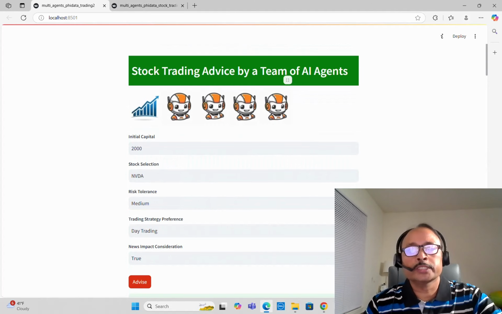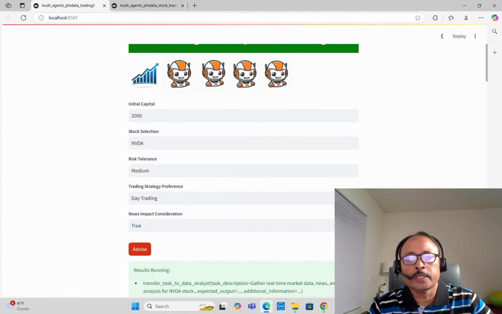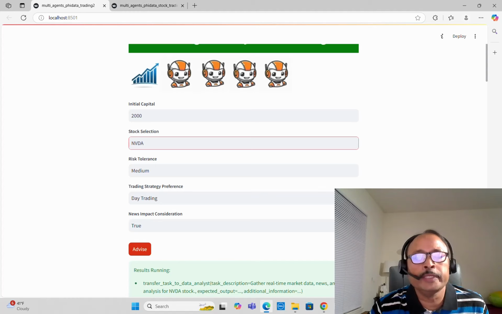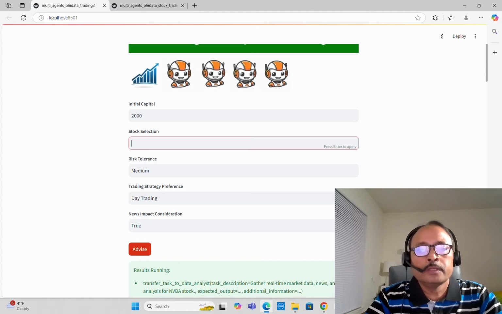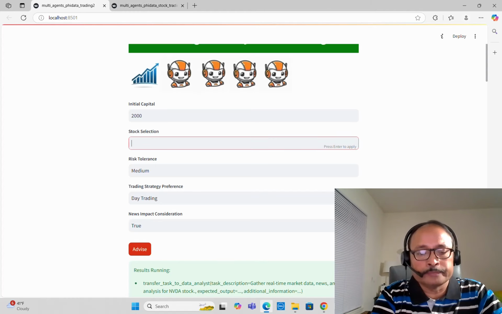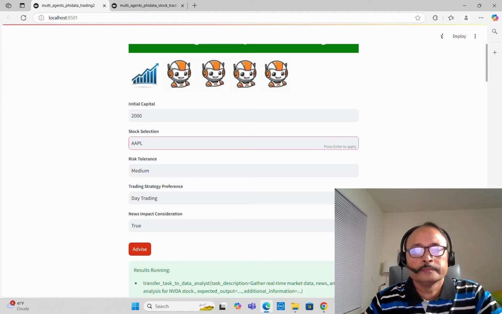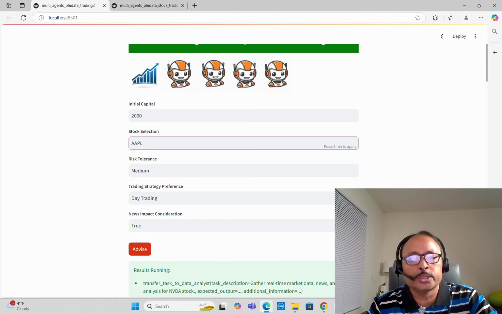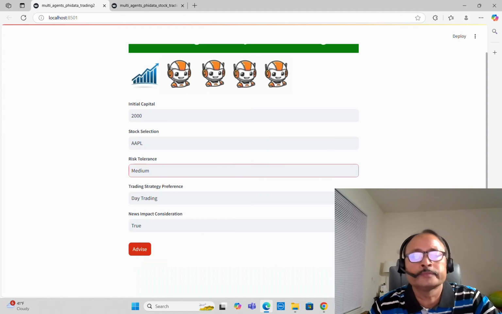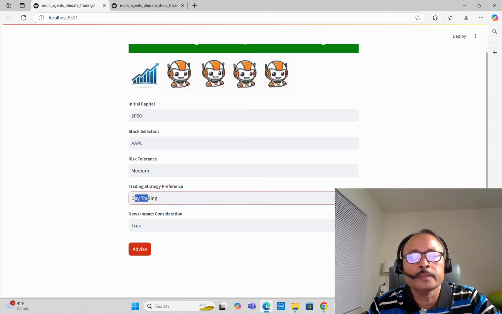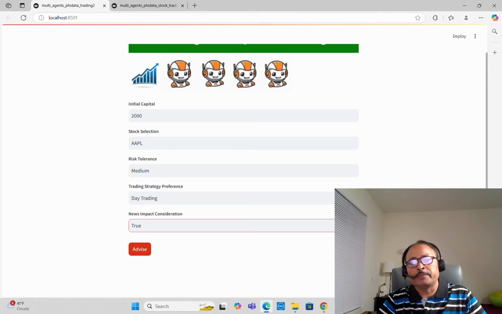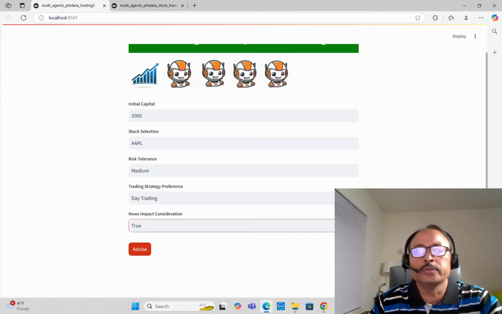Here we can experiment with other stocks also, such as Apple, AAPL. You have to specify it like this. And the initial capital you can change, the risk tolerance you can change. You can go for high risk. Day trading you can also change if you want. But news impact consideration is very important. It has to be true.